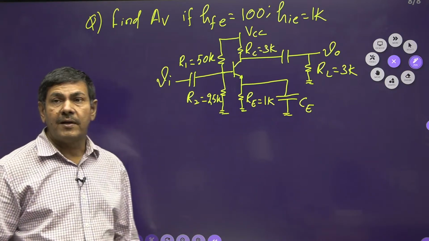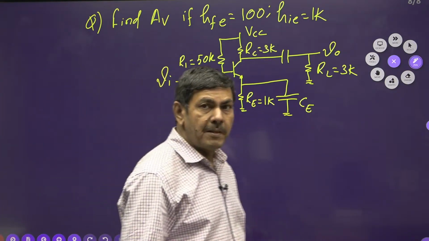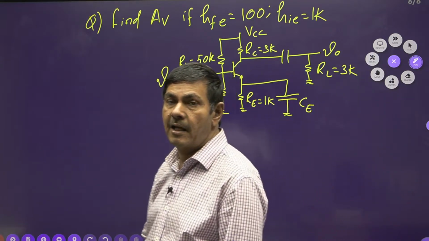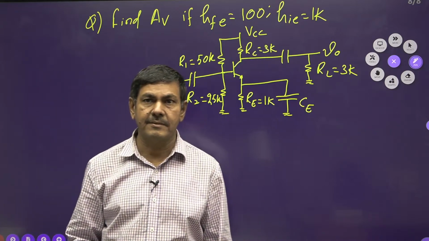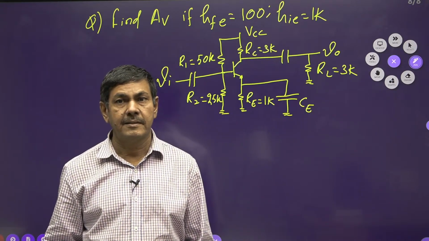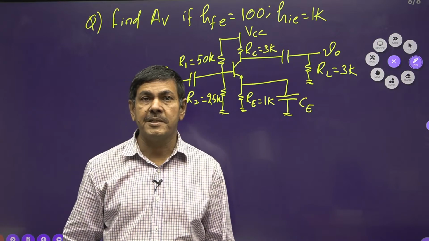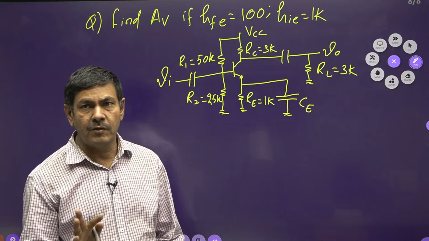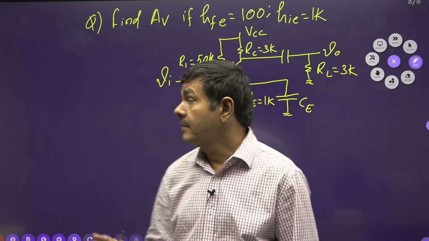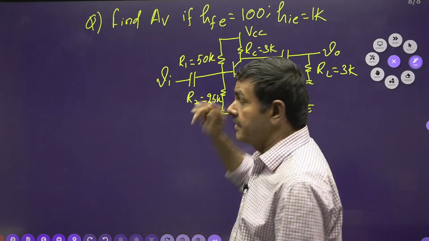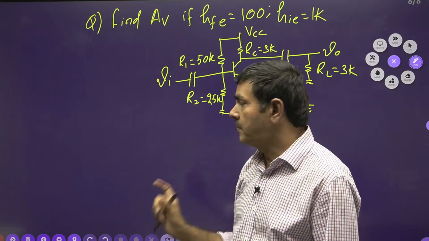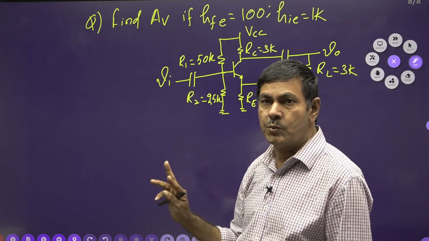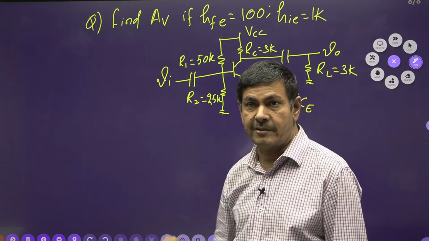But it's asking to find the voltage gain. Students may ask: Sir, it is not given as approximate h model, then how can I understand whether to apply this approximate h parameter model or not? I said already, if you are given hFE and hIE, these two h parameters, you must use the approximate h model only. Because by using these two h parameters only, you will find the voltage gain.